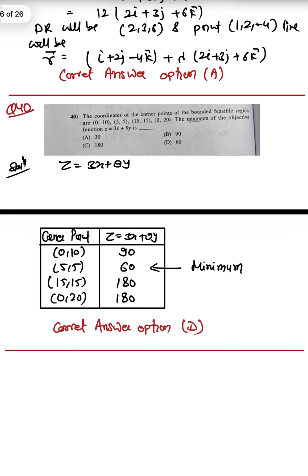40. The coordinates of corner points of the bounded regions are given. Minimum of objective function we have to find. Just put the points into this z. We'll find z minimum is 60. So that's option D is correct.